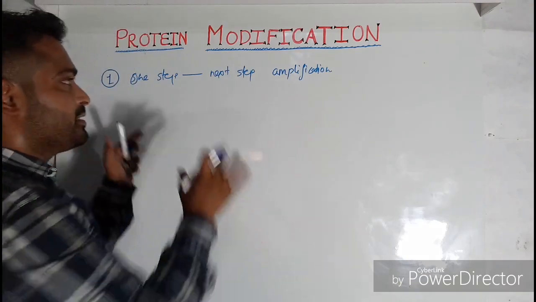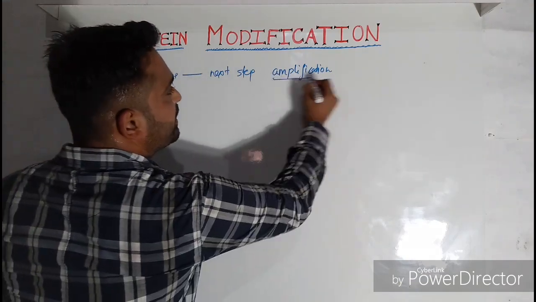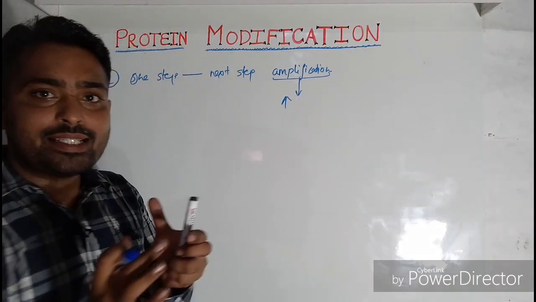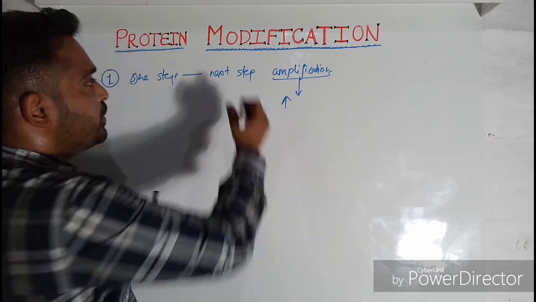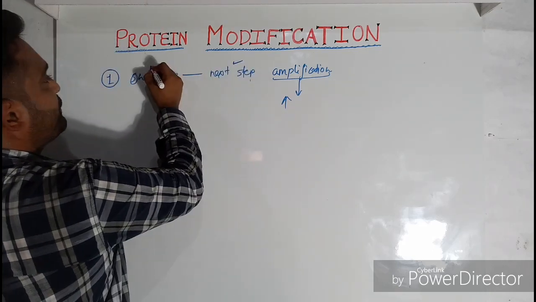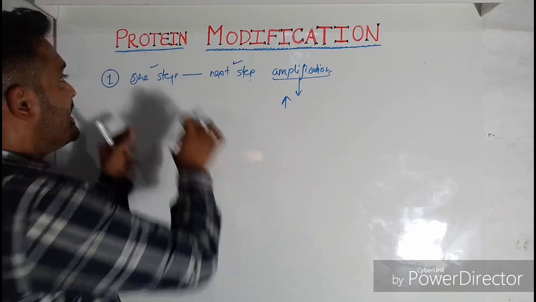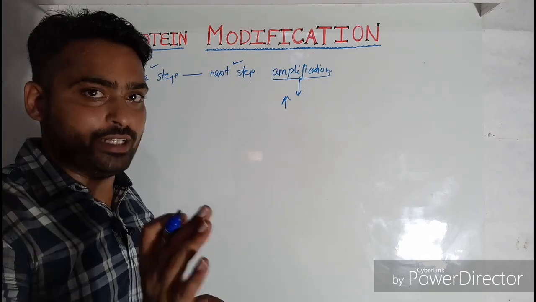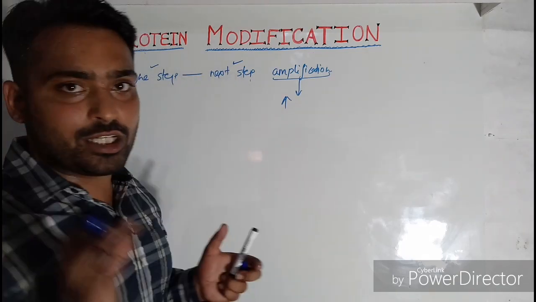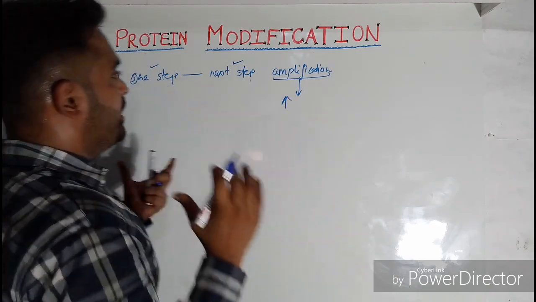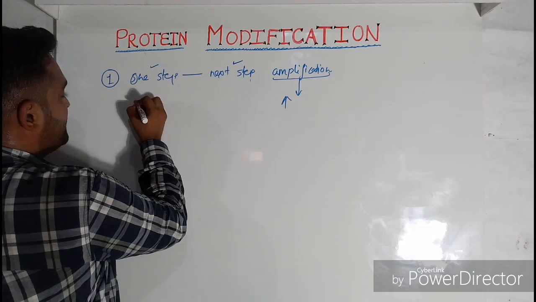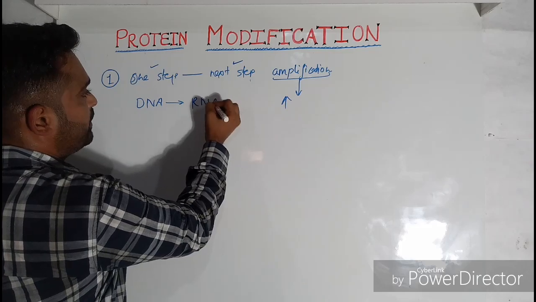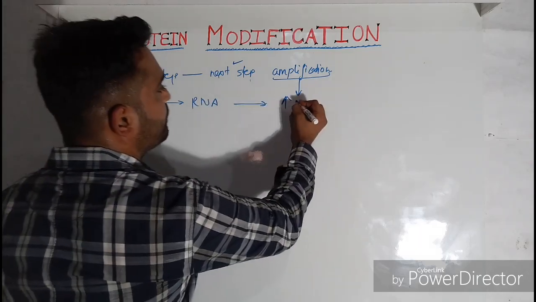There is nothing like this phrase, I just made it on my own. It means amplification, we know, increase. So there is an increase in the number of the molecules in the next step from the first step, or we can say the already present molecules are now more in number in the next level. If we talk in terms of proteins or genes, genes are present on the DNA, and DNA is converted into RNA, and from RNA we get our proteins.